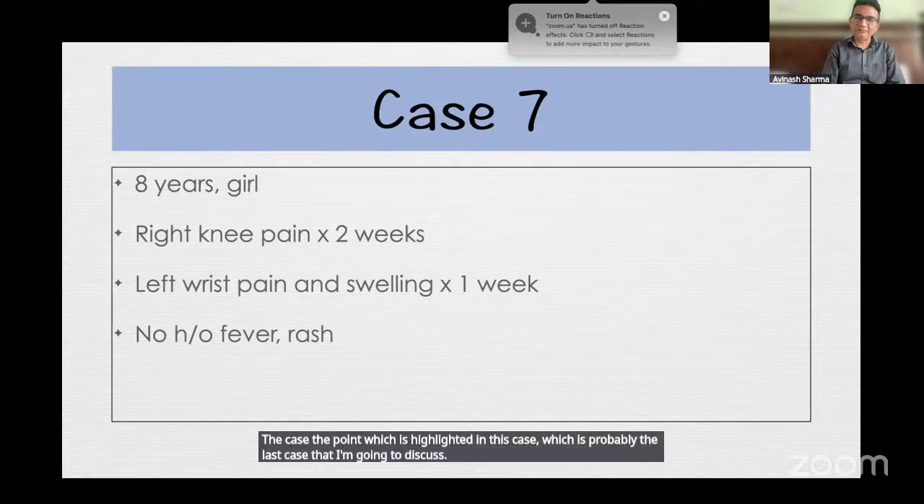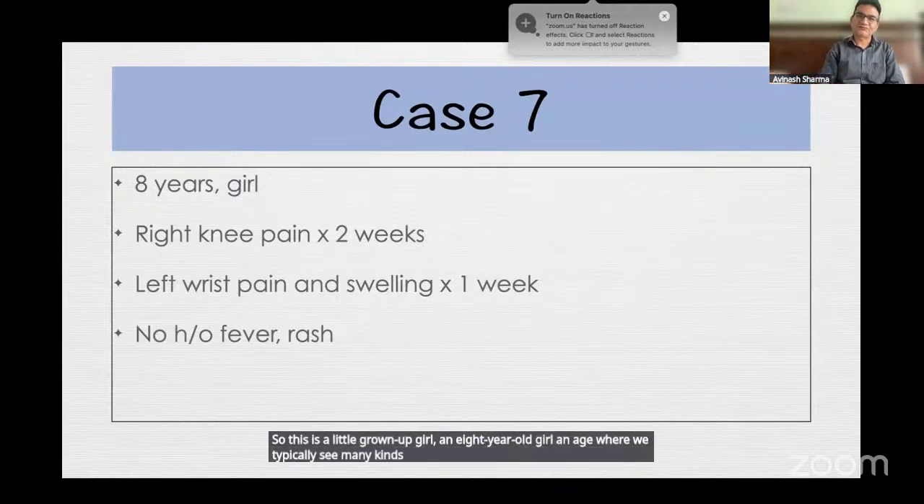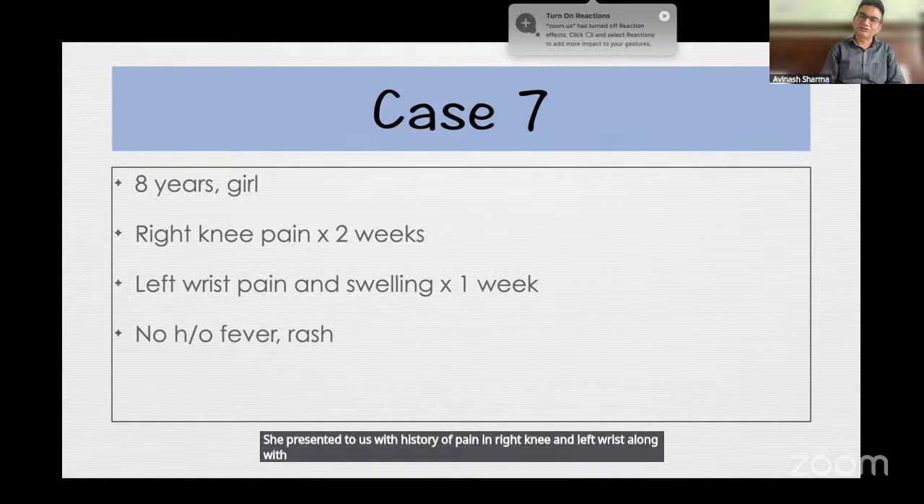So this is a little grown-up girl, an 8-year-old girl, an age where we typically see many kinds of juvenile idiopathic arthritis as well. She presented to us with history of pain in right knee and left wrist, along with swelling.